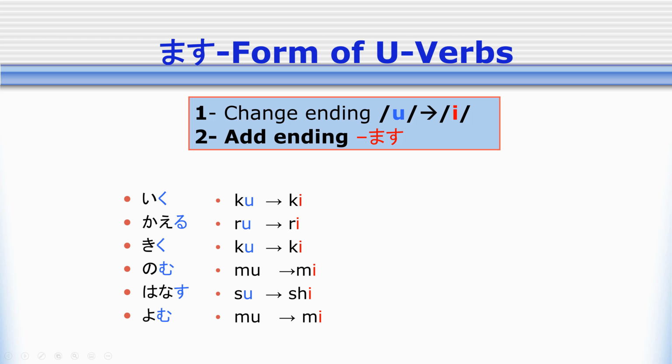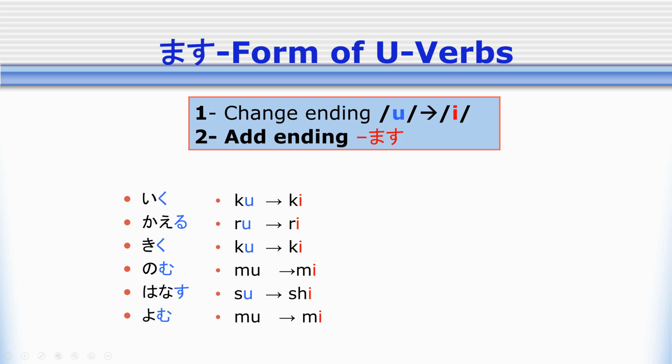iki. With kaeru, instead of kaeru, we change to kaeri. For kiku, instead of kiku, we'll change to kiki. For nomu, instead of nomu, we change to nomi. Hanasu is a little bit tricky. So we could just change this u to an i, but the problem is we don't have hanasi. We don't have a si in Japanese. So we have to change to hanashi. Hanashi. And yomu, we change mu to mi.